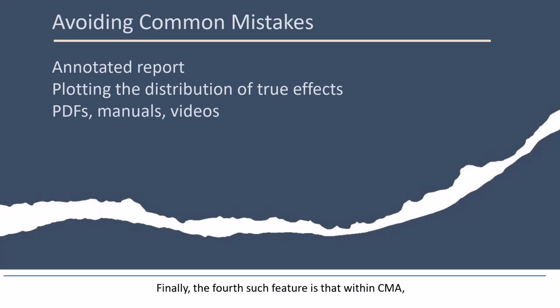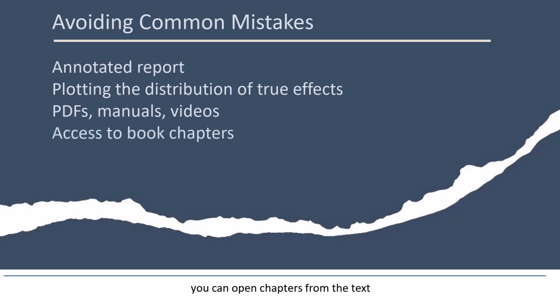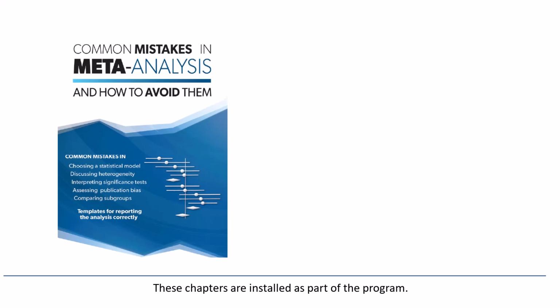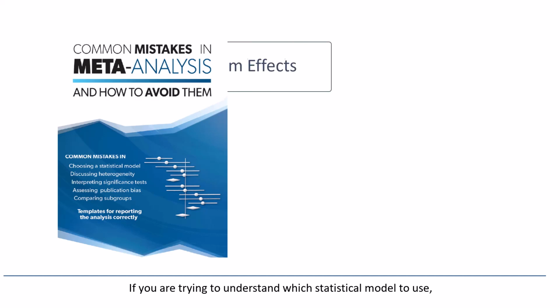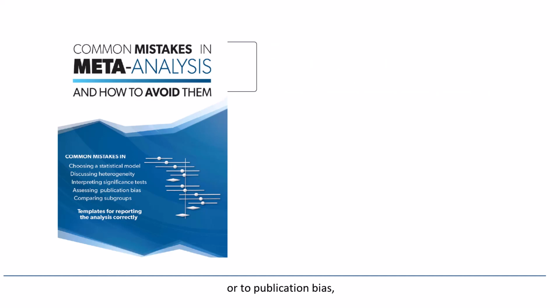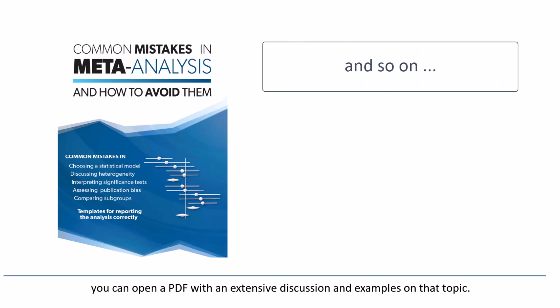Finally, the fourth such feature is that within CMA, you can open chapters from the text, Common Mistakes in Meta-Analysis, and How to Avoid Them. These chapters are installed as part of the program. If you're trying to understand which statistical model to use, or trying to understand the statistics related to heterogeneity, or to publication bias, or other topics, you can open a PDF with an extensive discussion and examples on that topic.